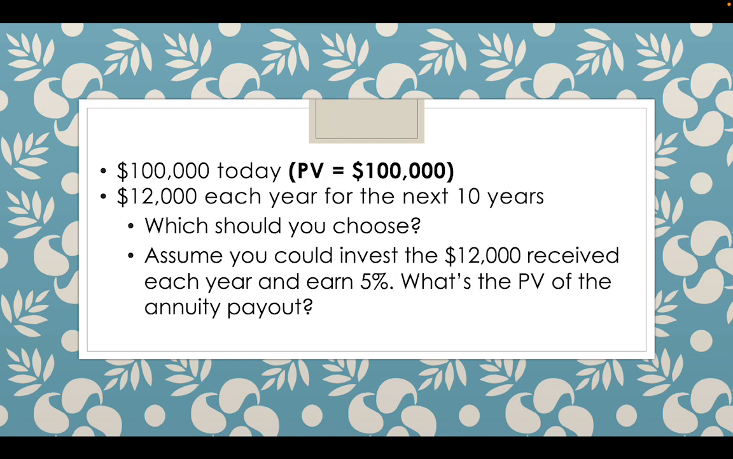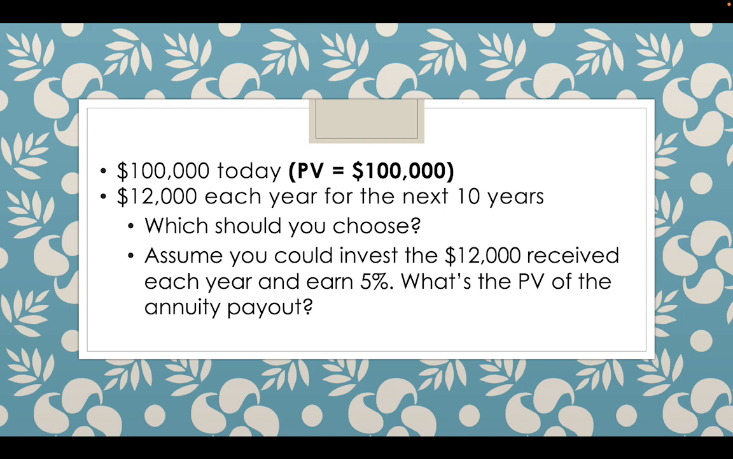So you already know, whether you know it or not, the present value of taking $100,000 today. One of your two options for winning the lottery is you could have $100,000 right now. And $100,000 right now or today means the present value of that money is $100,000.